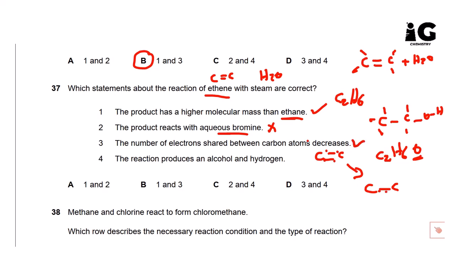Number 4, the reaction produces an alcohol and hydrogen. So this is not correct, no hydrogen, only alcohol. So actually, the correct answer is 1, and here the correct answer is 3. So 1 of the 3 should be B.